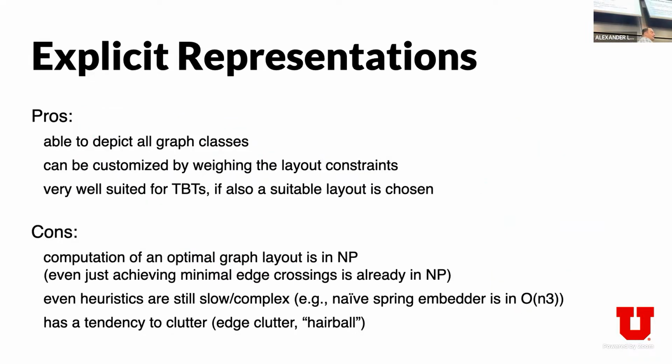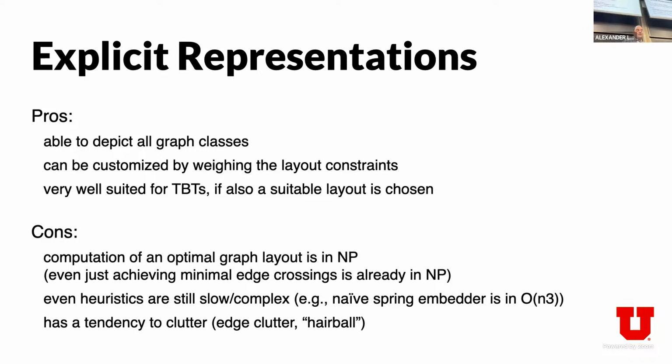So if we reflect a little bit on explicit representation, we have certain pros. First, we are able to depict all different graph classes. Is it bipartite? Is it completely connected? Is it a tree? All of this can be visualized with node-link layouts. It can be customized by weighing the layout constraints, and it's actually pretty good for topology-based tasks, right? If you want to do path finding, and have a good layout, you can do it by hand, and it's not all that hard.